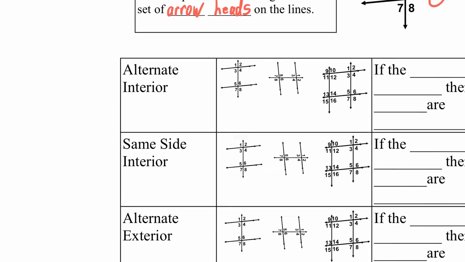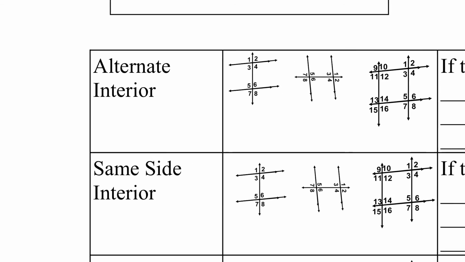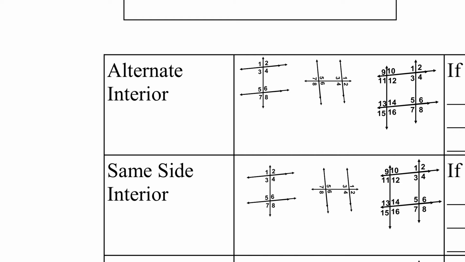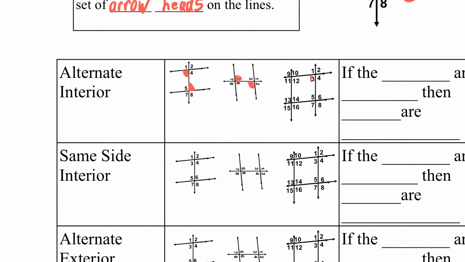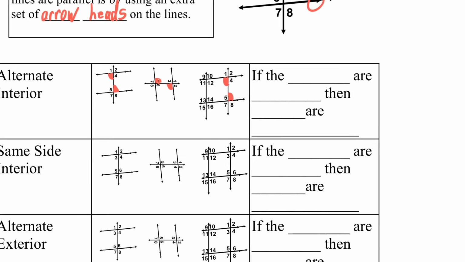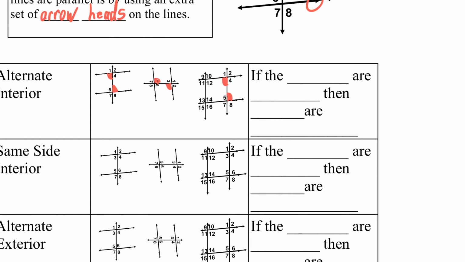Okay, so we're going to practice here. All right, alternate interior. I just want to shade some examples. So alternate interior would be like this angle and this angle right here. Okay, here and here. And then like here and here. Now over here, what we're going to do is we're just going to write it out in words, what we just talked about on that paper where we were just measuring.